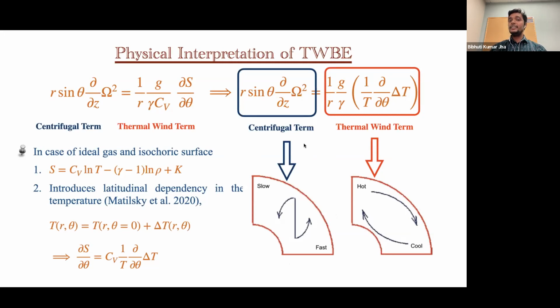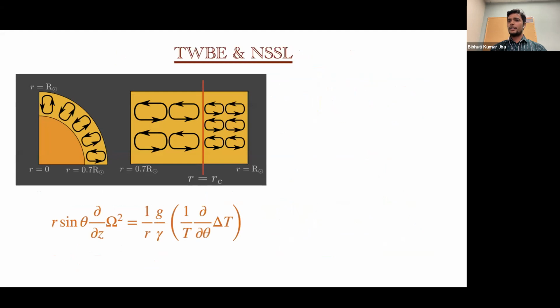So that means these two terms together are responsible for the meridional circulation that we observe. And ultimately, it is the centrifugal term that is slightly higher than the thermal wind term, and is actually responsible for the meridional circulation that we observe in the Sun. So let's talk now about how this thermal wind balance equation can give rise to the NSSL.